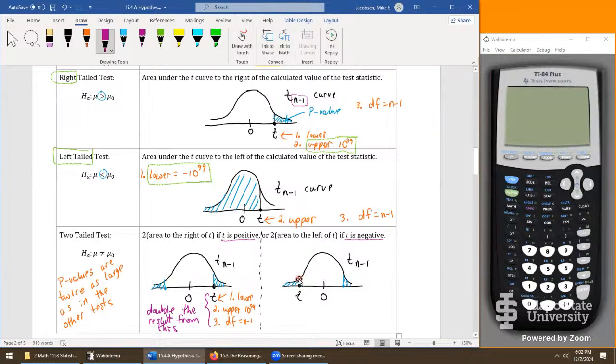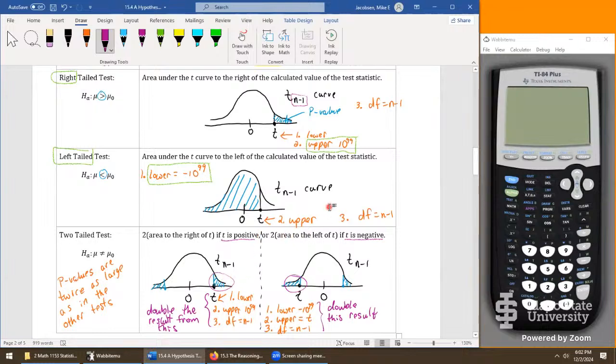Over here, if the test statistic is negative, same idea, but what goes in for lower and upper changes on us. So over here, we would say input 1, lower, is negative 10 to the power 99. Input 2, upper, would be equal to t, the test statistic. In all of these cases, input 3 is degrees of freedom, n-1. And this time over here, we double this result, which means we're doubling that area right there. And on the other pane, we were doubling that area here.